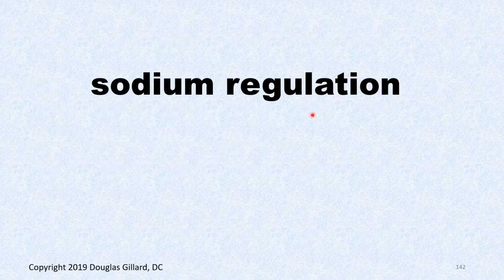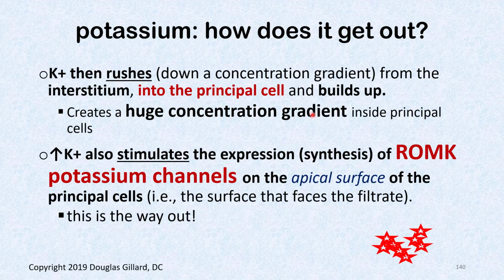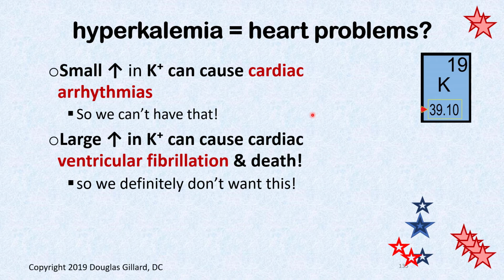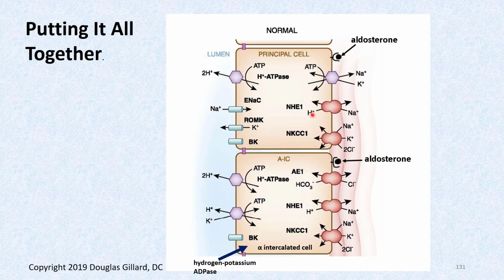Do I have a picture? Where's the ROMK channel? There it is. There's a ROMK channel right there in this little cartoon. So yet another one. Aldosterone binding cranks up central dogma, cranks up the ribosomes, right, to make all these channels. So ENaC channel, ROMK channel, BK channel. Pretty busy.